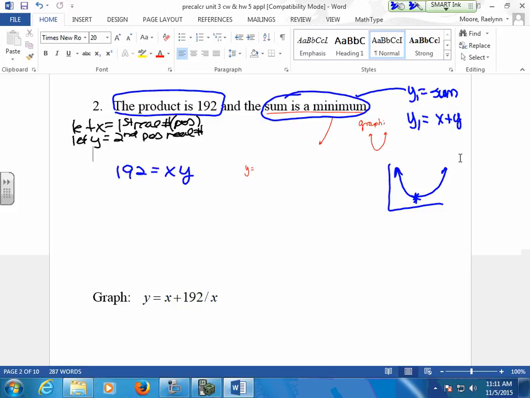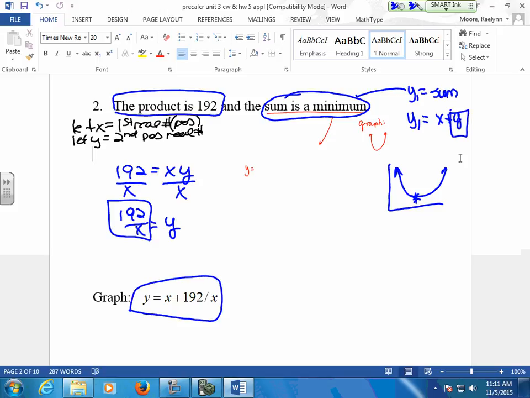Equals x times y. Now, I need to solve for y in terms of x. I needed to say y equals... Divide, good, divide by x. This is what I'm going to substitute in for this guy. So you're going to substitute this in, and you're going to get this. So I take out that y.